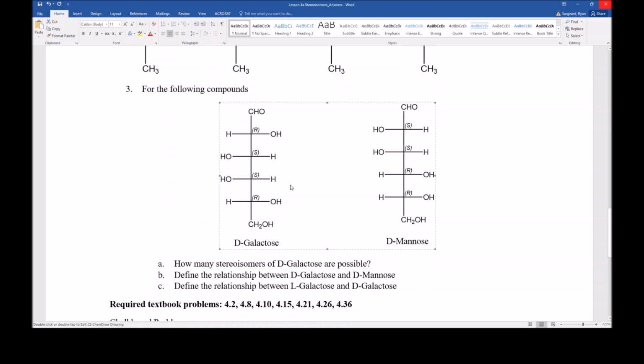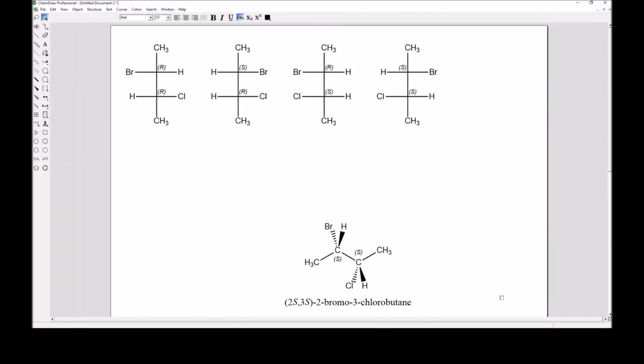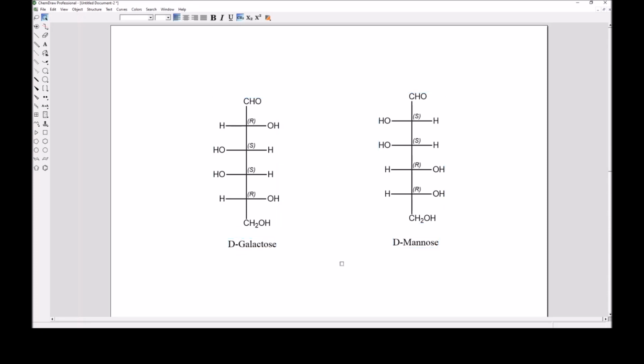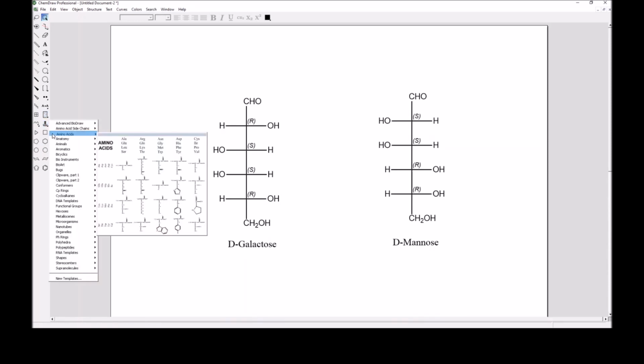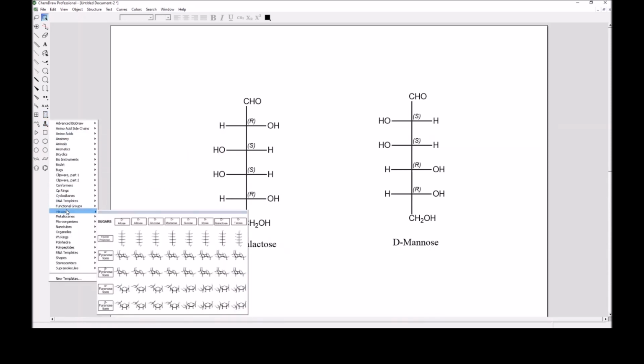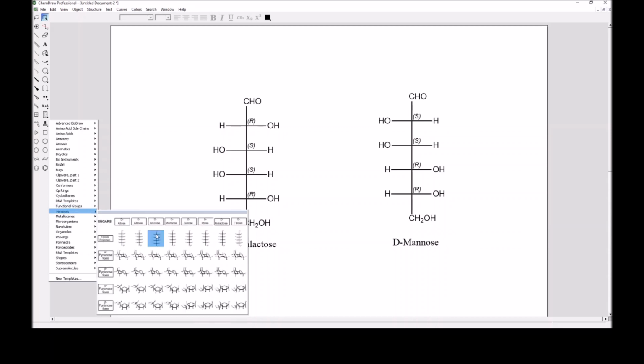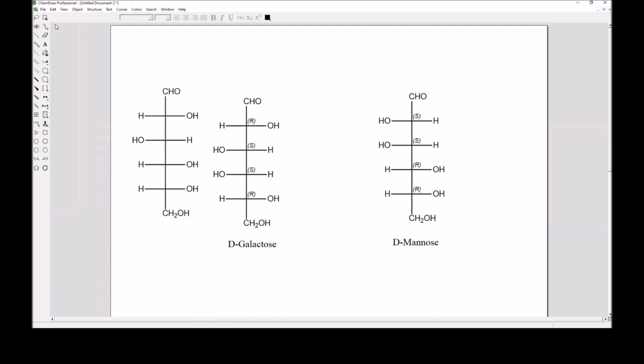Question number 3. Let's look at D-galactose and D-mannose. These are common carbohydrates. They are stereoisomers of D-glucose. And I'll show you the structure of D-glucose. There's actually a template that gives it to you. We can go down to the hexoses and pull out D-glucose. And there's D-glucose right there.